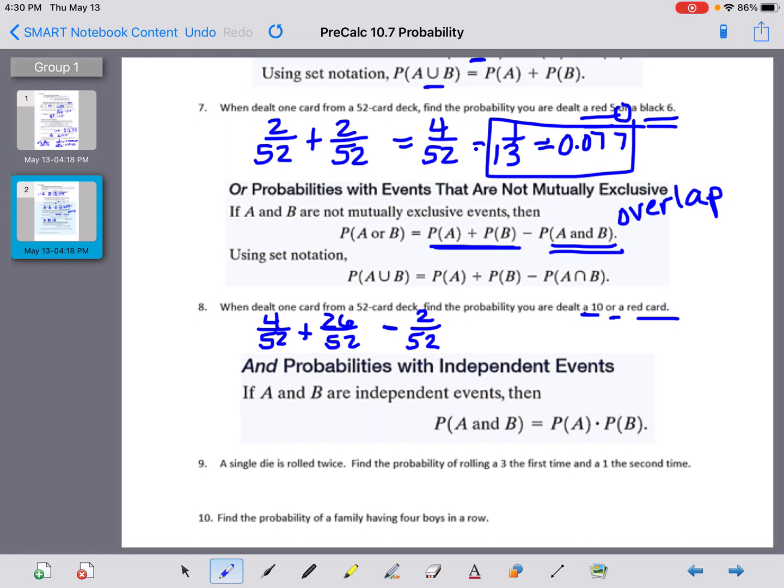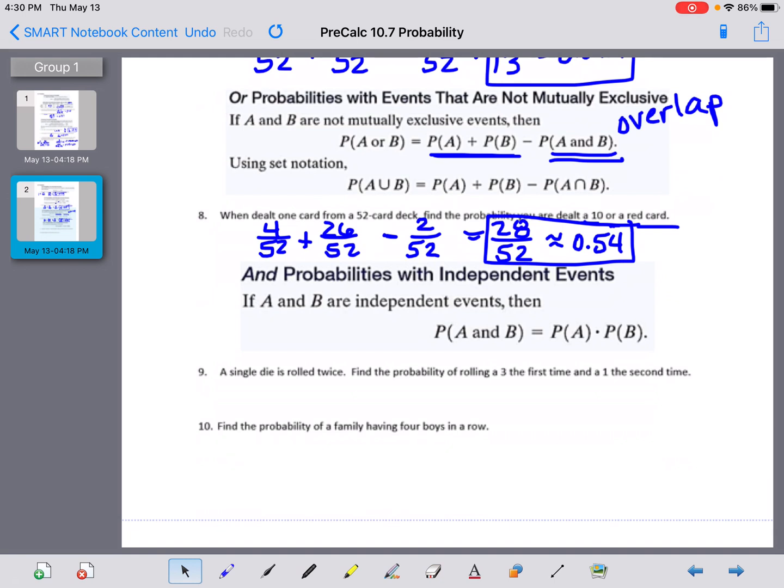So 4 plus 26 is 30, minus 2 is 28. So my final answer is 28 out of 52 cards to match this rule. 28 divided by 52 is 54%, right? Or about 0.54 that those two things are going to occur. Okay.